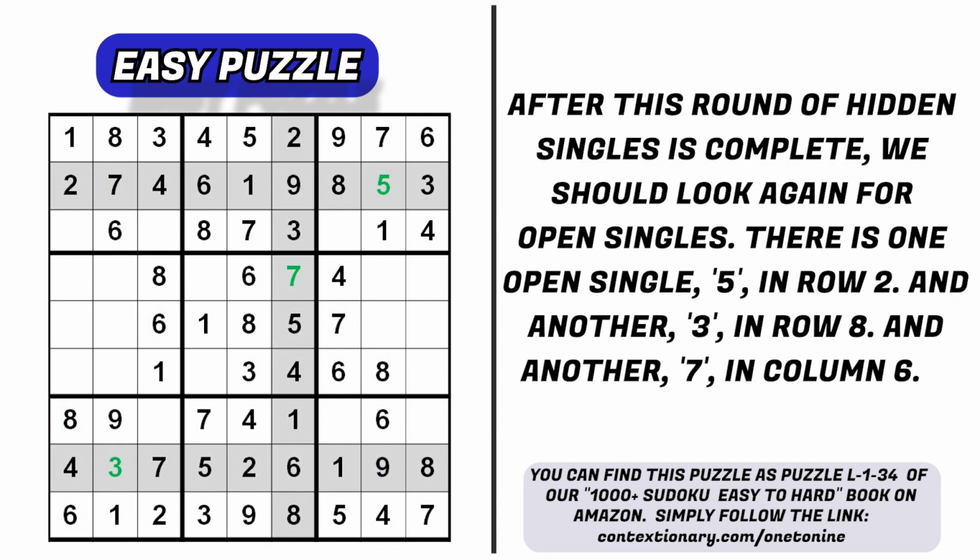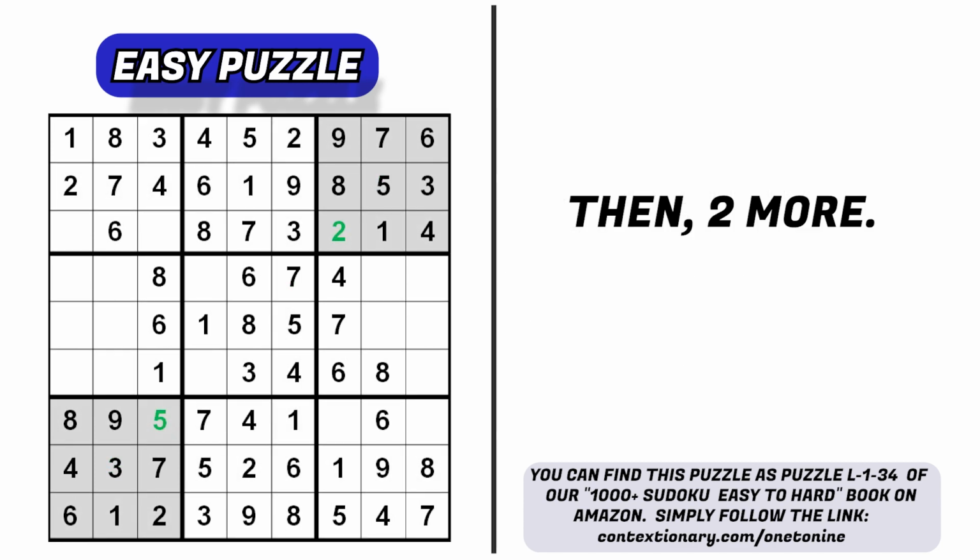And it is a yes. We have 3 open singles in row 3, row 8, and column 6. We can fit in a 5, a 3, and a 7 in those 3 respective units. We can reap more low-hanging fruits with box 3 and box 7 that can be completed with 2 and 5 respectively. After placing those 2 numbers, do you see new opportunities for open singles?